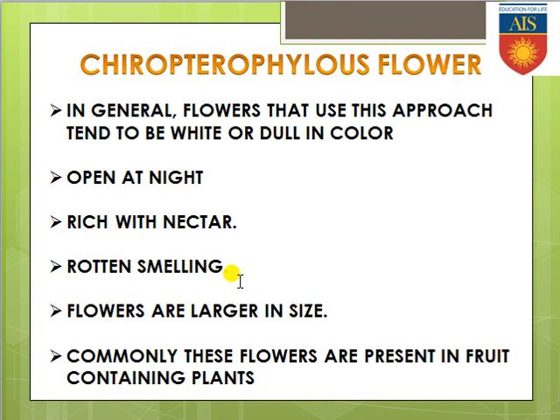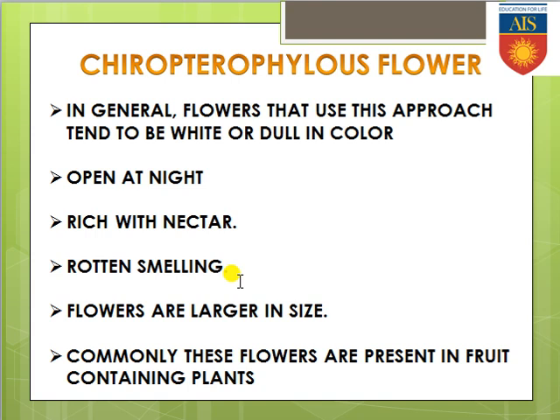Rotten smelling. This specific type of flower releases odorant molecules, a smell which is rotten. Obviously with the help of the rotten smell, the bats get attracted more. So for attracting them, that kind of smell is also released by the flower. Flowers are larger in size. Obviously if the flowers are larger in size, even if they are dull in color or white, the bats can properly distinguish those flowers on the plants. So for that reason, these are larger in size.